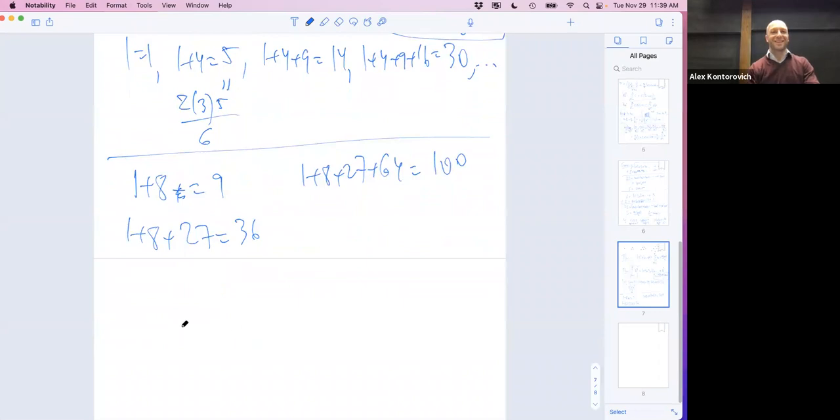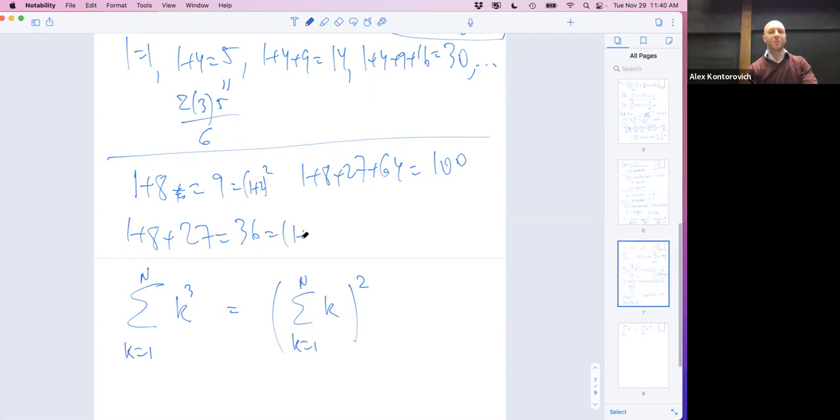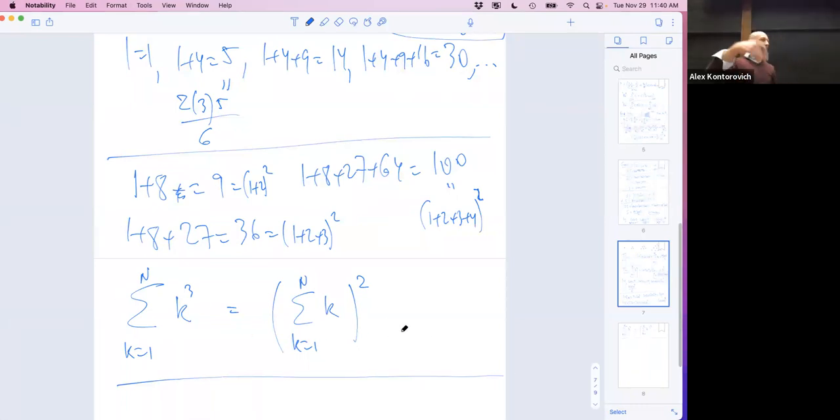Why is that happening? I claim that the sum of k cubed as k goes from 1 to n is the same as the sum of k as k goes from 1 to n, squared. So this is 1 plus 2 squared, and this is 1 plus 2 plus 3 squared, and this is 1 plus 2 plus 3 plus 4. What's 1 plus 2 plus 3 plus 4? 10. 10 squared is 100. All right, I'll show you why these things are true next time, and we'll continue the calculation. We have to finish the calculation.